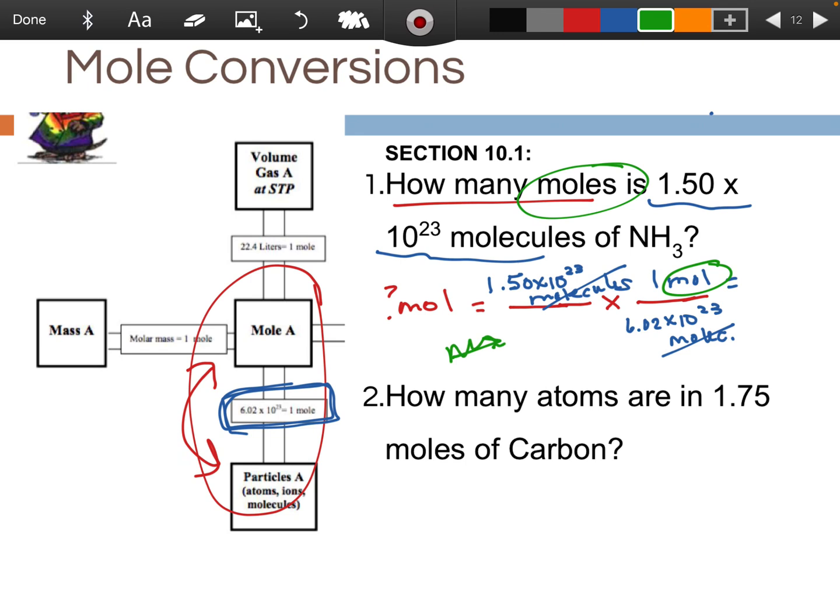And then what you do is you multiply the numbers across the top and divide by the numbers along the bottom. So you would type into your calculator 1.5 times 10 to the 23rd divided by 6.02 times 10 to the 23rd, and then you have to round to sig figs. The only number in the problem has 3 significant figures. So our final answer would be 0.249 moles.